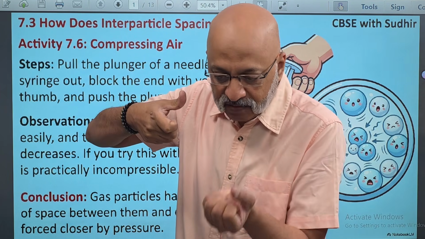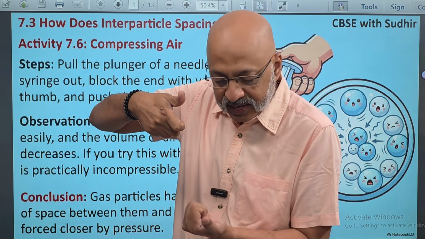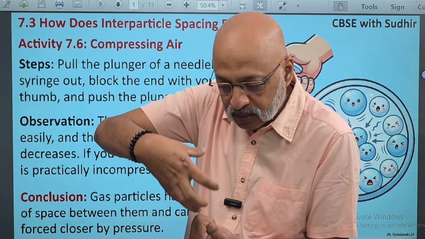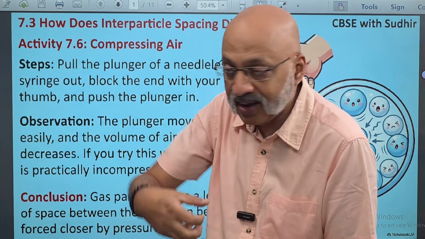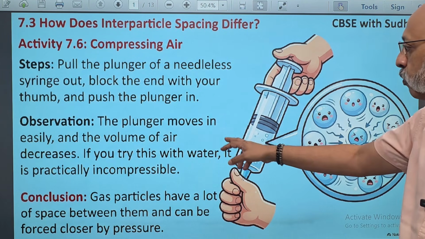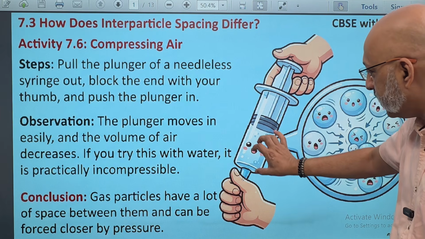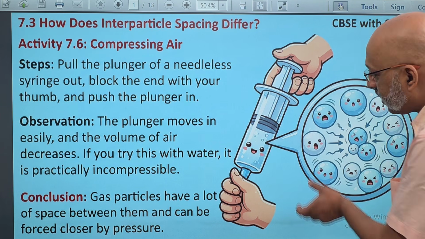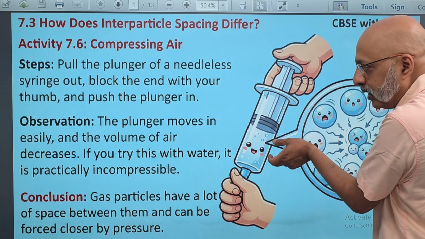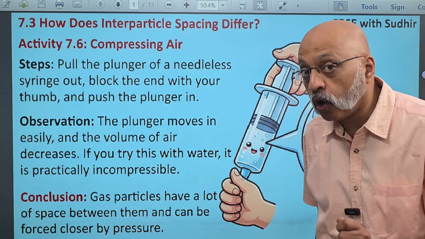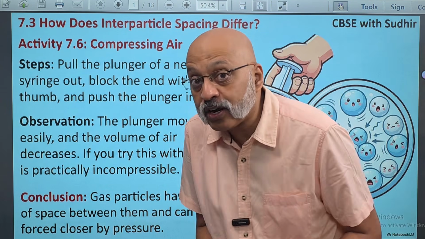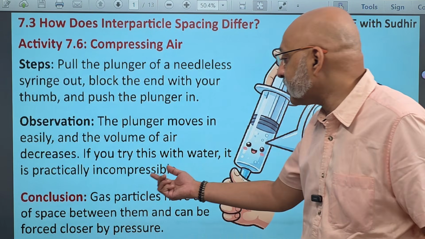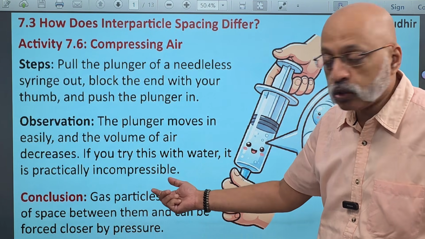So if you have a syringe, you remove the needle and you block it, and you move the plunger and you try to compress the portion which is supposed to have air in between. The plunger moves in easily, right? Here there is air, but it is able to move in, and the volume of air inside this space actually decreases. If you try this with water, it won't be possible because the water will try to go somewhere. It is actually not possible to compress it.